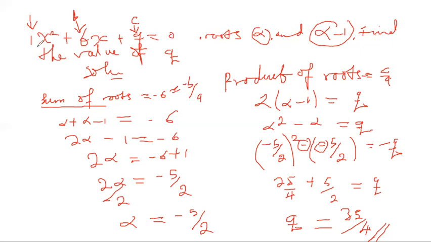Then the next question. The next question is: the roots of the equation x squared minus px plus 8 is equal to 0 are alpha and alpha plus 2. Find the two possible values of p.